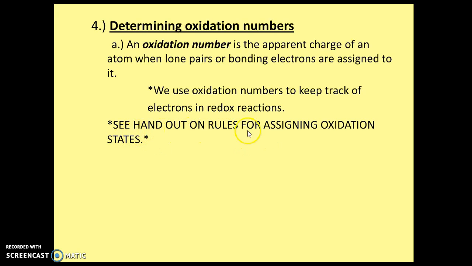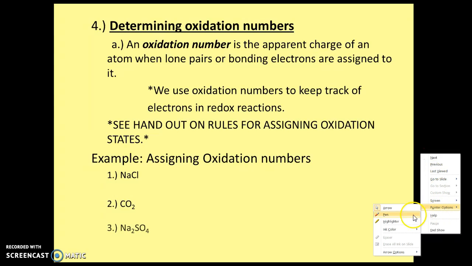I have a handout on rules for oxidation states. I handed you out in class a yellow rules for oxidation states sheet. When we say oxidation state, we mean oxidation numbers. It's the same thing. You need to have that out in front of you. If you don't, get it now. You can pause the video and go get it. We're going to do some examples for assigning oxidation numbers.